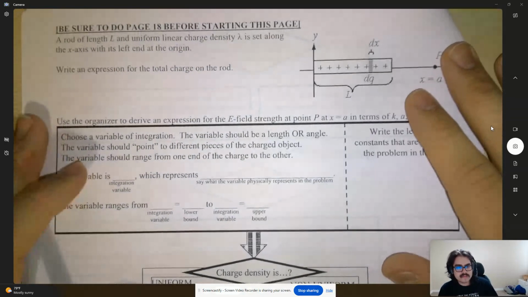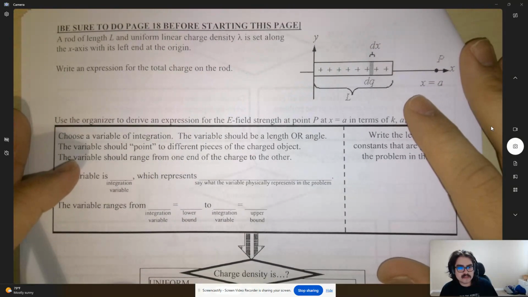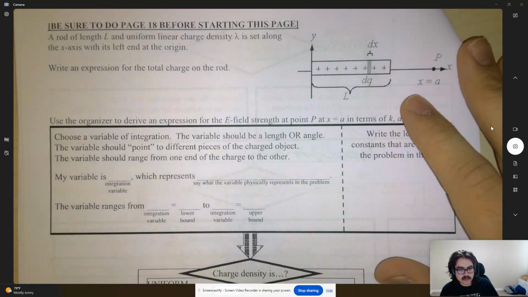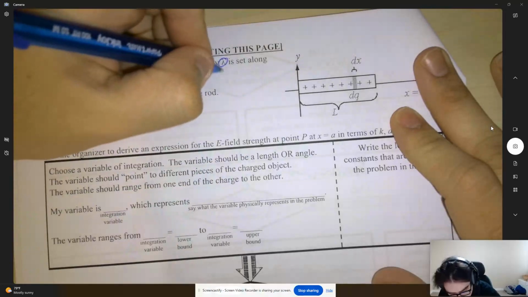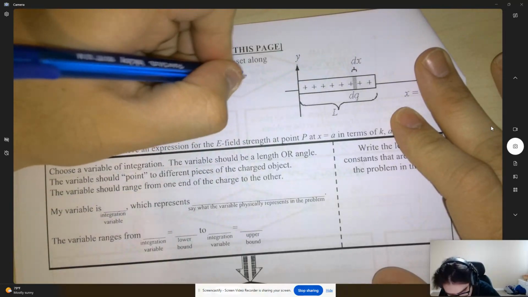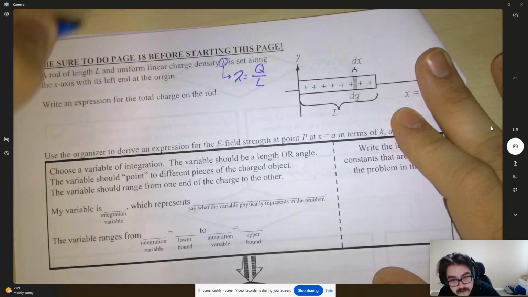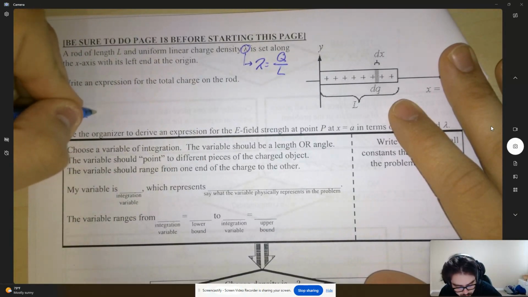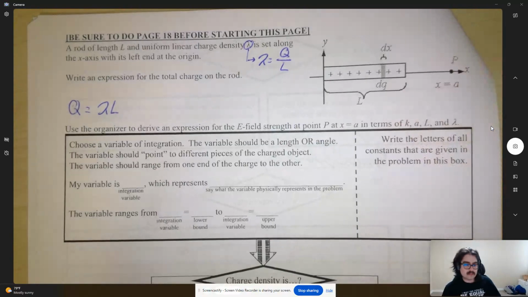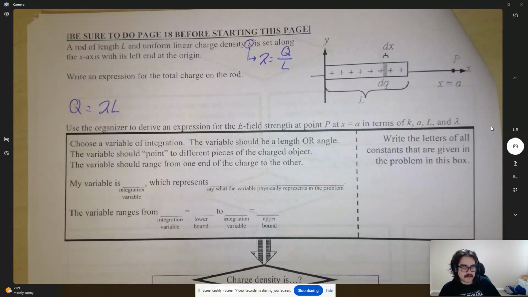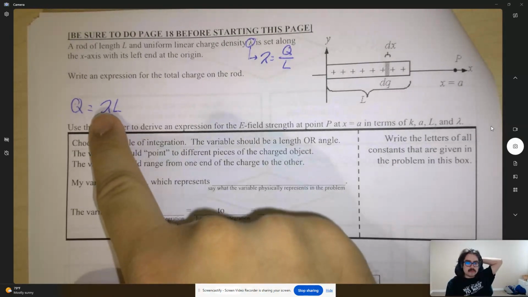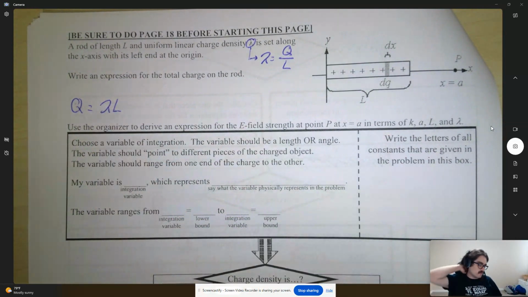Okay, a rod of length L and uniform charge density lambda is set along the x-axis, so now this does have a charge density. Write an expression for the total charge on the rod. Well, charge density is lambda equals the charge per length, right? All I got to do is rearrange that, and I can get charge is equal to lambda times L. There's no complicated derivations, no silliness going on here. It's just lambda times L. That should make sense because lambda is going to be coulombs per meter, and L is going to be meters, so the result is going to be coulombs.